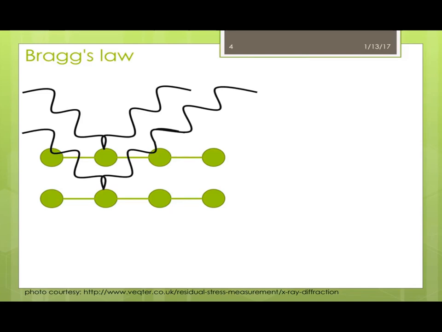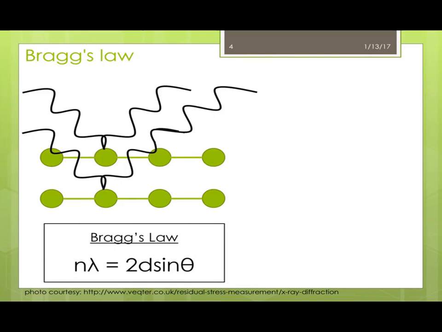In 1912, W.L. Bragg discovered the relationship between the wavelength of an X-ray and the angle of diffraction and the distance between the internal planes of a crystal. And this is Bragg's law. The wavelength, denoted with lambda, is proportional by an integer n to 2 times the spacing between the planes, d, which is multiplied by the sine of the diffraction angle, theta.